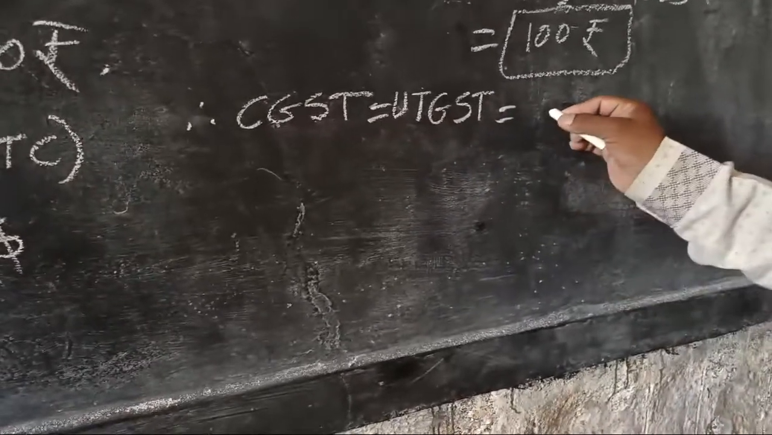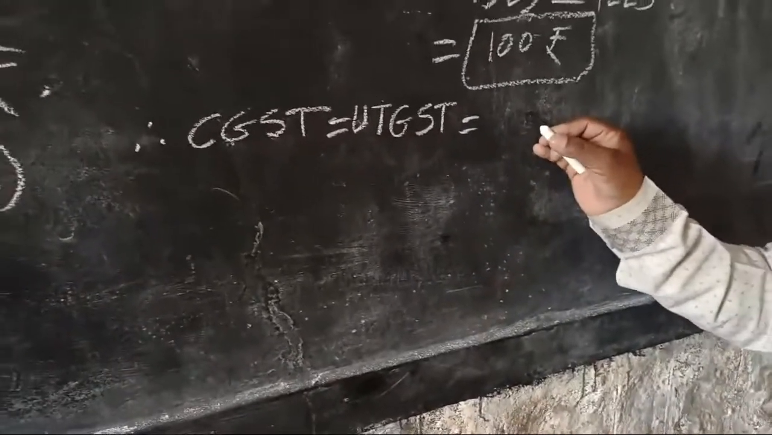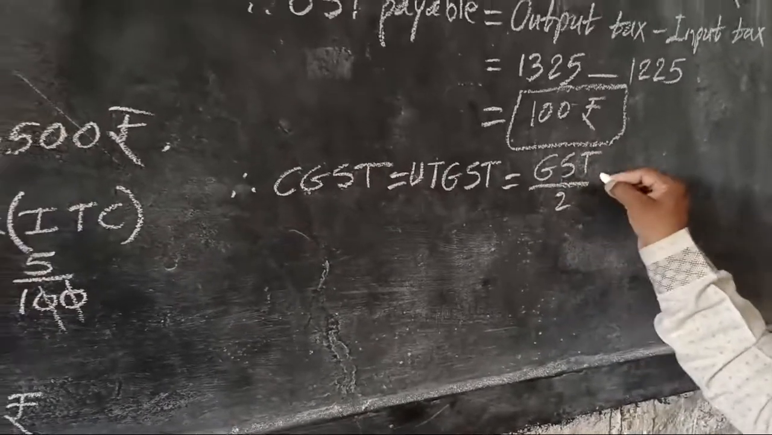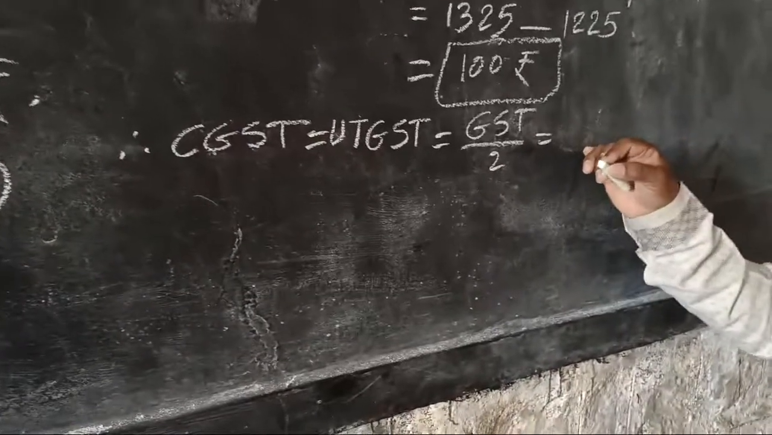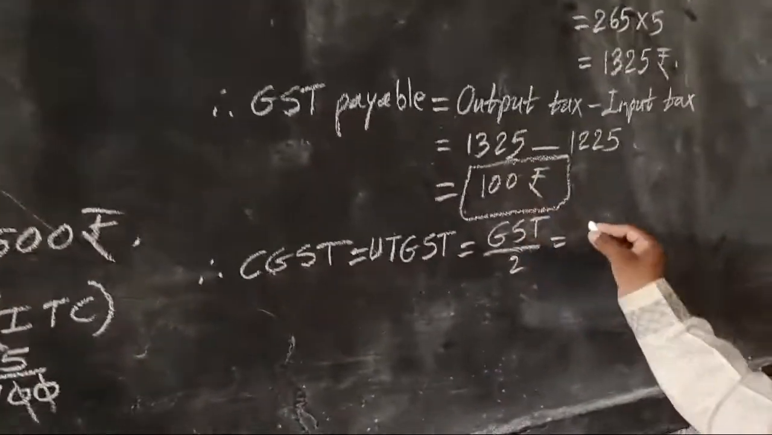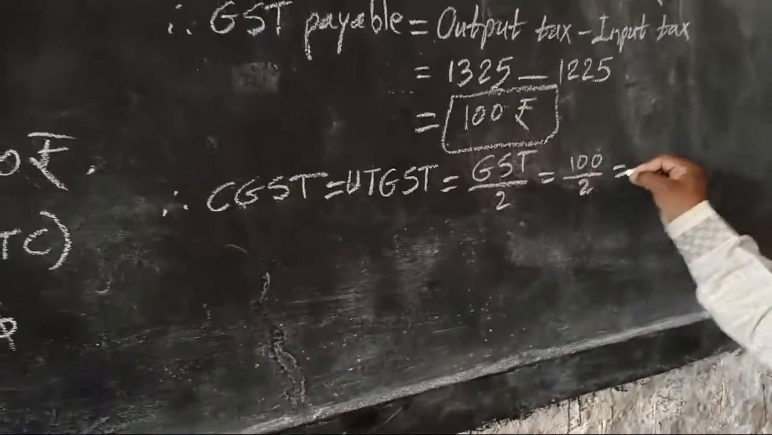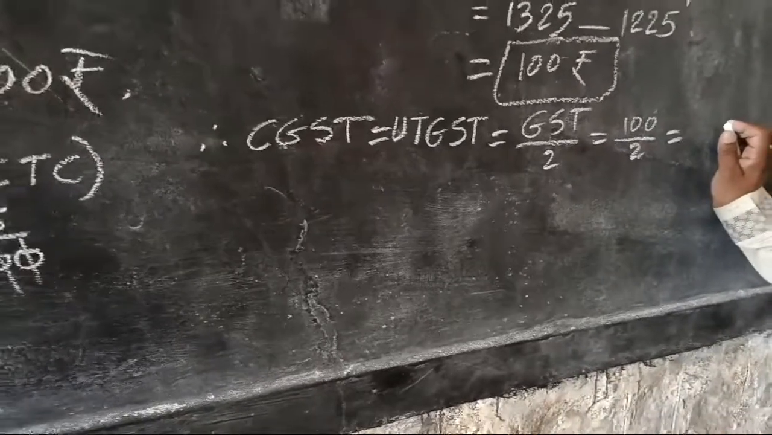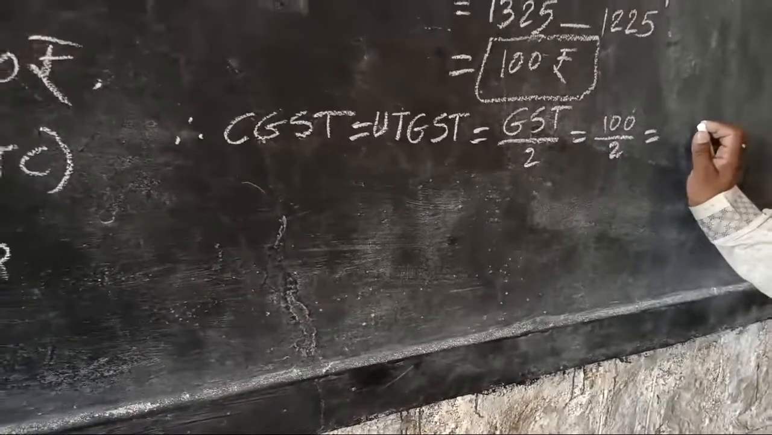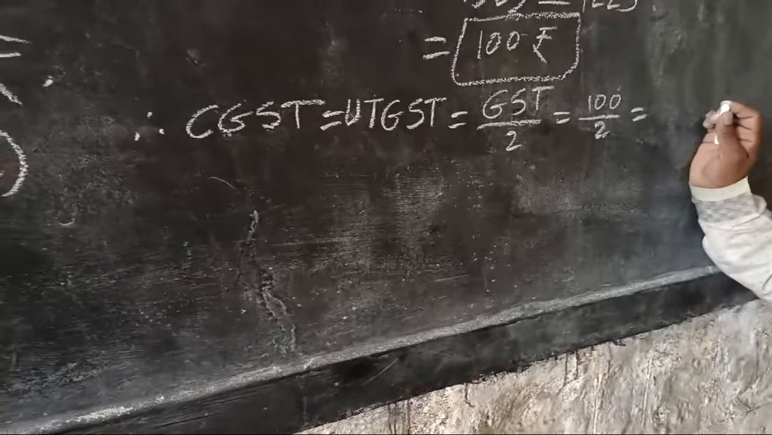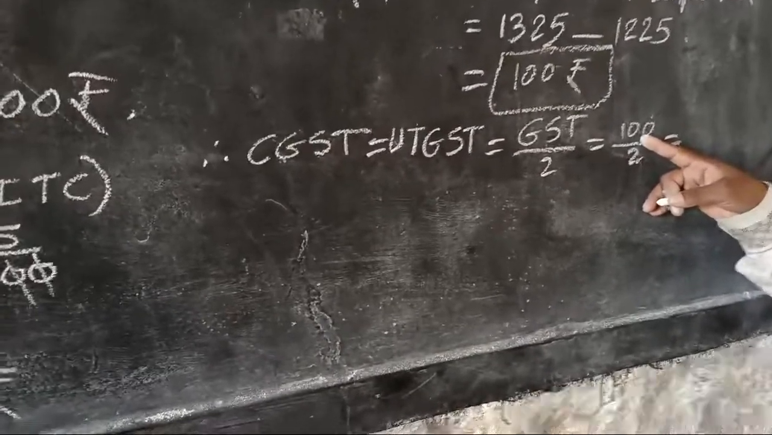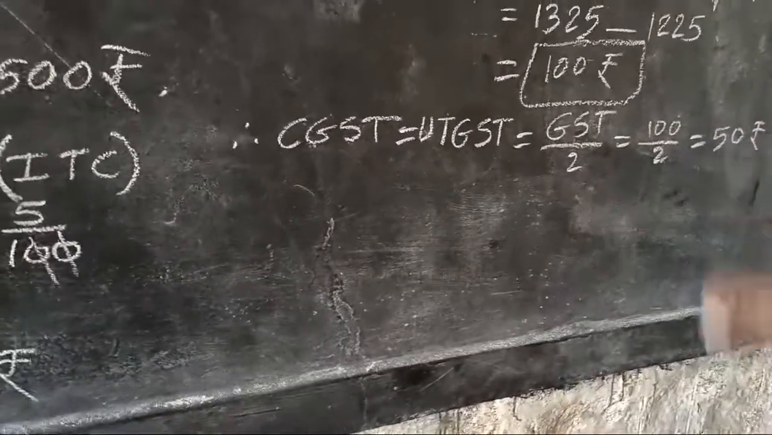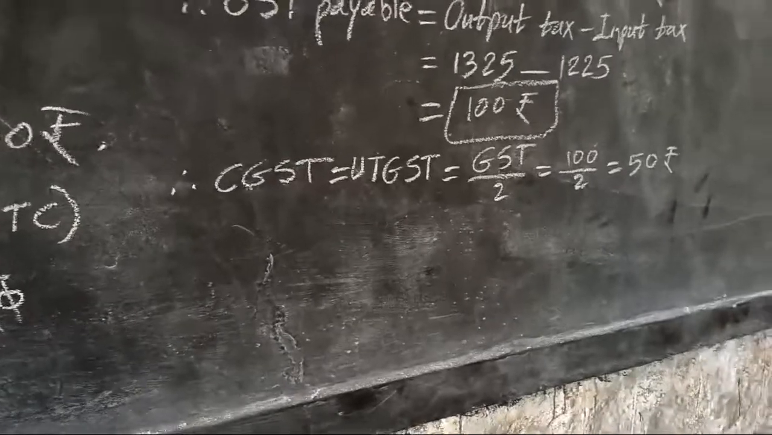What is the formula? Good. GST upon 2, and GST is 100. 100 upon 2, we get half of 100, which is, correct, 50 rupees. Good answer given here.